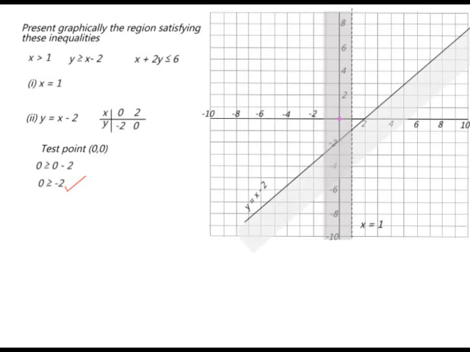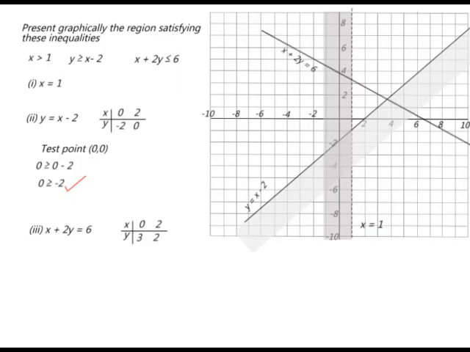Last line, x plus 2y is less or equal to 6. First thing we notice is that the line will be continuous. As an equation, x plus 2y is equal to 6. Next, we look for 2 points. The first thing we do is choose 2 values of x and calculate the corresponding values of y. We'll choose 0 and 2. When x is 0, y will be 3. When x is 2, y will be 2 as well. That's the line.